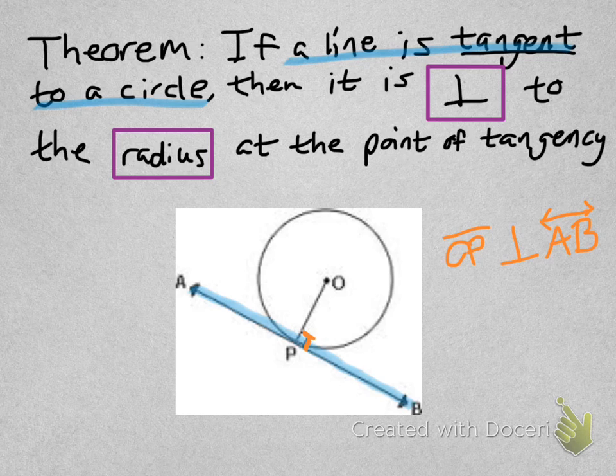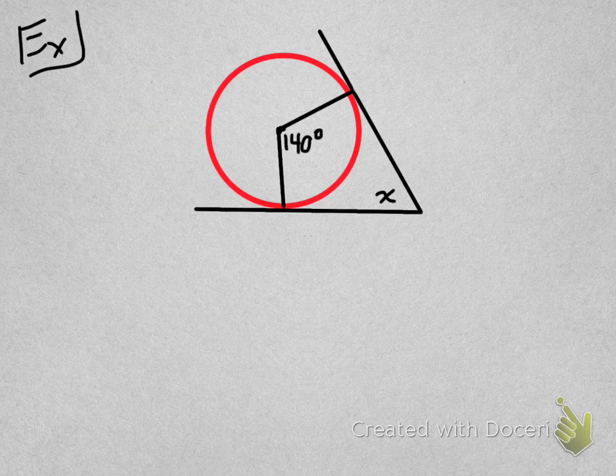Okay? So if I know that these two lines here are tangent to the circle, I know they're tangent to the circle. Then I want to find a value for x, given that this angle here is 140 degrees, okay? Well, again, we have a radius, right? Here's the center of my circle. We can call it C.